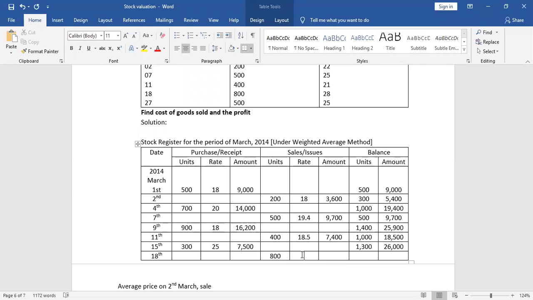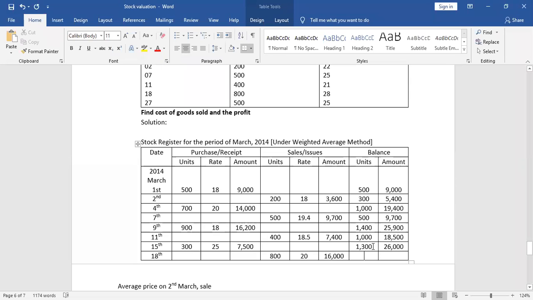26,000 divide by 1300. Are you getting 20? 26,000 divide by 1300, we are getting 20. So 800 into 20. How much are you getting? 800 into 20, it is 16,000. Correct? How did we get this 20? The total amount 26,000 divided by the units 1300, we got 20.